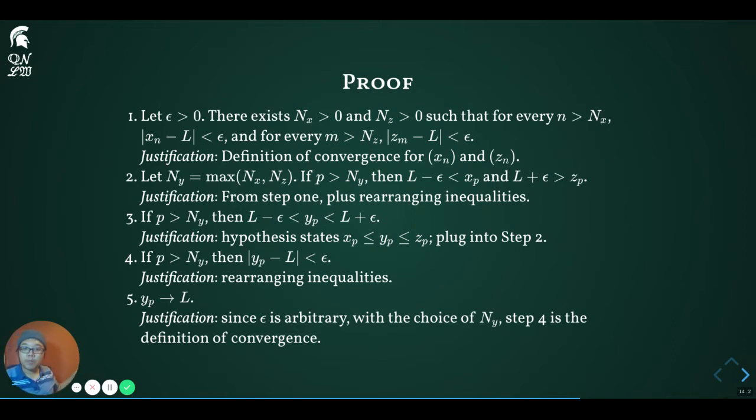The condition of within distance epsilon of L can be rewritten as both x sub p and z sub p being bigger than L minus epsilon and less than L plus epsilon. On the other hand, since z sub p is no less than x sub p and y sub p is sandwiched between them, we must then have that y sub p is between L minus epsilon and L plus epsilon for p bigger than n sub y.